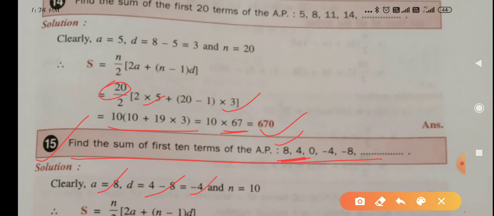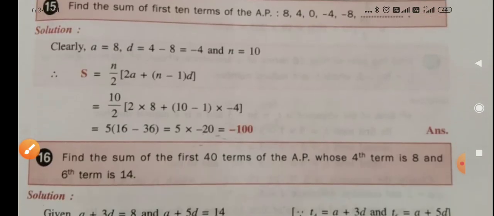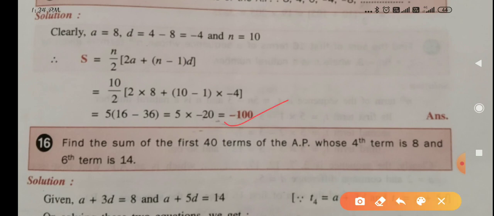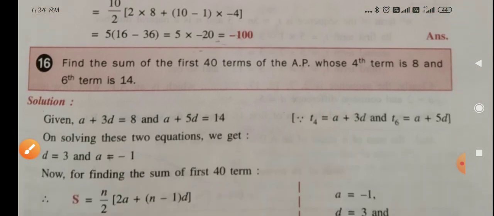N means the first 10 terms, the sum of the first 10 terms you have to find. So n equals 10. Apply the formula, and with the help of the formula you find the sum, minus 100, as I told you in the previous example. Now example number 16 you can see.